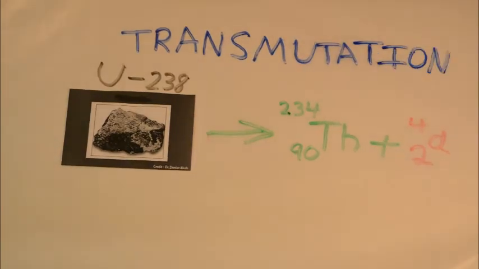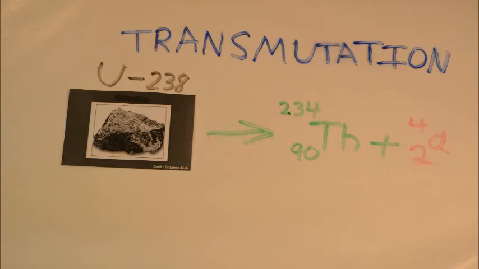Alpha decay occurs when a particle consisting of 2 protons and 2 neutrons is ejected from the nucleus, and as a result, the atomic number decreases by 2 and the atomic mass decreases by 4. Beta decay occurs when an electron is emitted from the nucleus, and when this occurs, the atomic number increases by 1 and the mass remains the same.